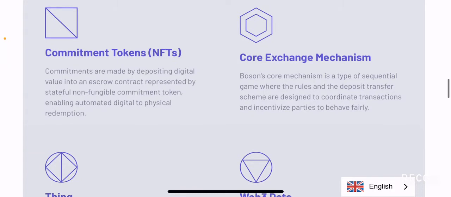Core exchange mechanism. Boson's core mechanism is a type of sequential game where the rules and the deposit transfer scheme are designed to coordinate transactions and incentivize parties to behave fairly. So again, how do you know that the person who's trying to sell you something is actually real? They have this core exchange mechanism feature, a type of sequential game theory, that ensures the person who is interacting with you is going to be legit and is going to behave fairly, right?